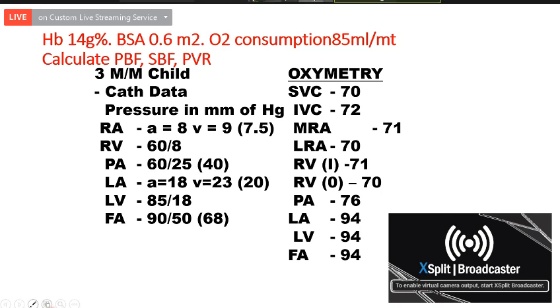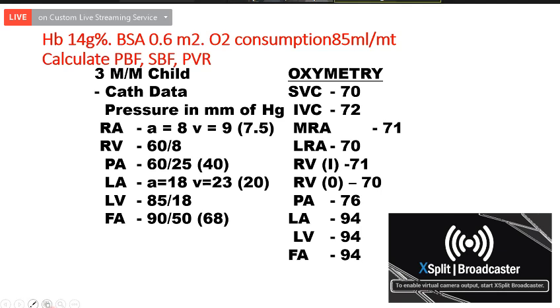So the patient is having an oxygen step up at the pulmonary artery level. Yes. And there is desaturation in the LA, LV, and the aorta. So you have to explain two things. One, I can think of ventricular septal defect. Yeah. PDA. What did you say?